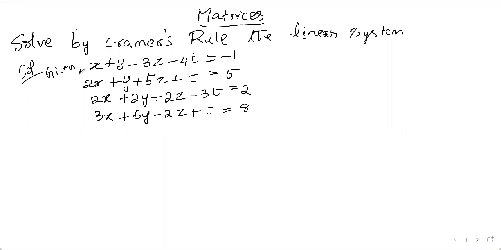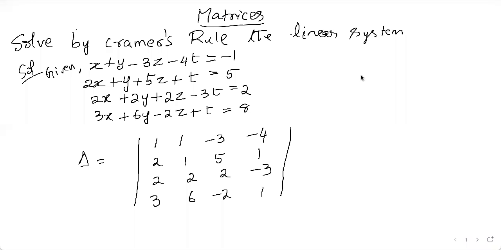Now, first, let us call this as delta. The corresponding x is 1, and y is 1, minus 3, and minus 4, and so on. Let us write the rest of them. So you get this.